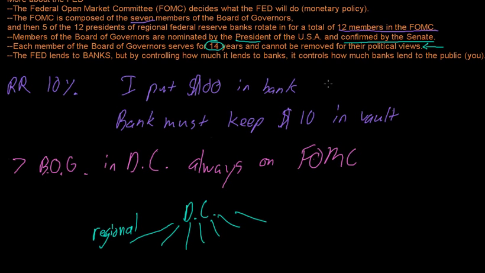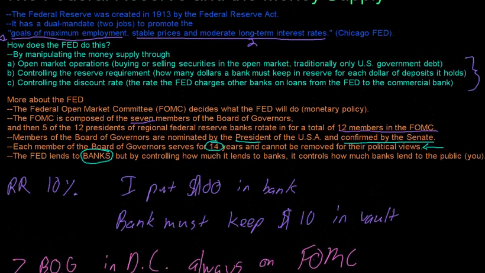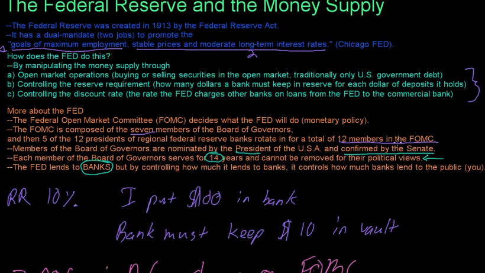The last thing that I wanted to say is that the Fed lends to banks. The Fed is like the bank of banks. And by controlling how much it lends to banks, it controls how much the banks lend to you, to the public. So that is all that I want to say about the Fed. You'll hear about it a lot in the news, and it really is an important system to understand. And in the next video, we'll get down to how manipulating all of these factors right here actually does change the money supply.